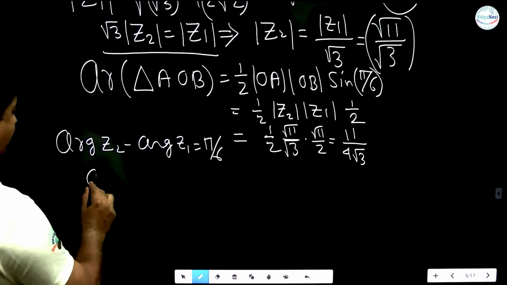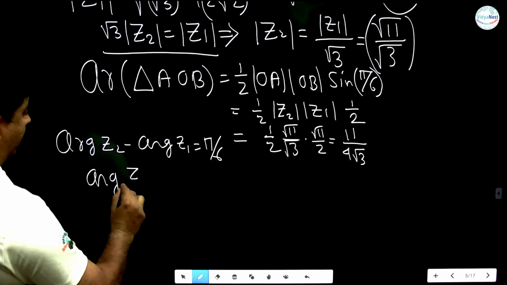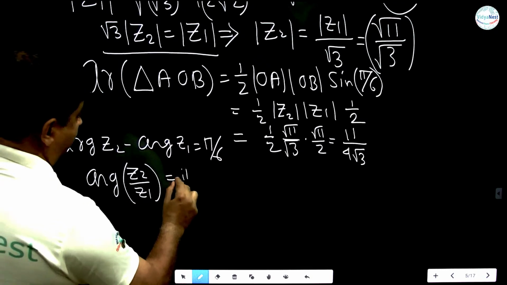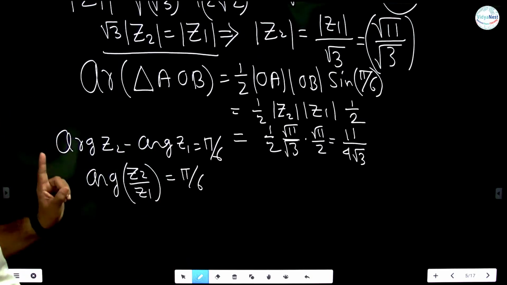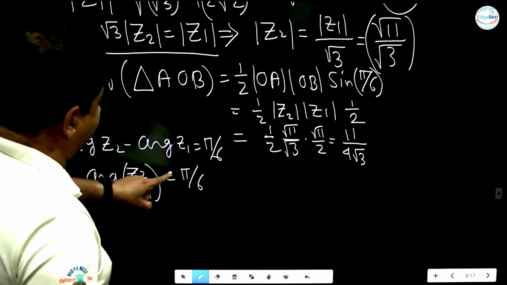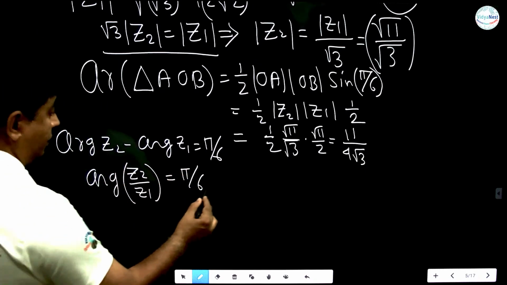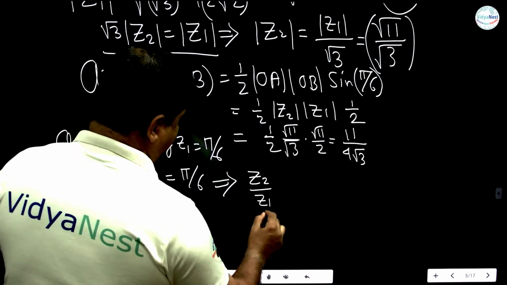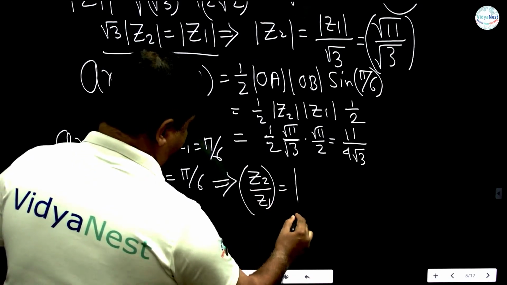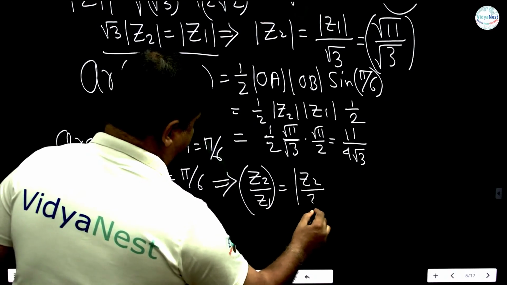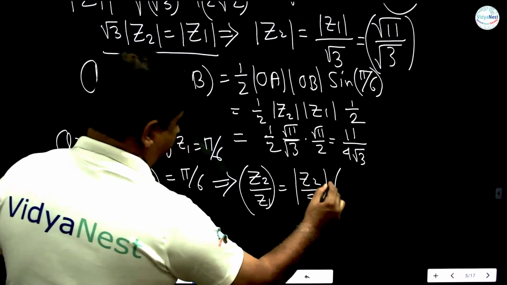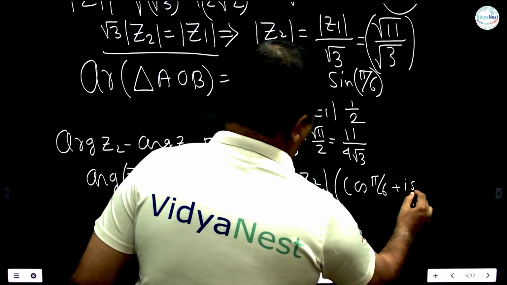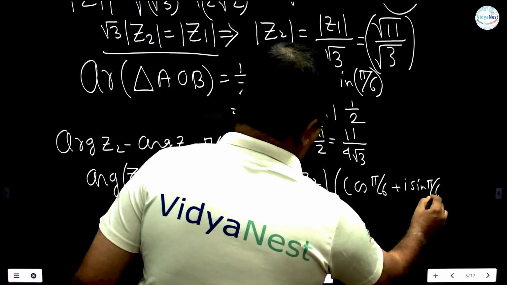See, it means what? Argument of Z2 by Z1 is equal to pi/6. So Z2 और Z1 का बीच में pi/6 एंगल है, तो by formula we can write if I write it in terms of a complex number, mod Z2 by Z1 into cos pi by 6 plus sin pi by 6.